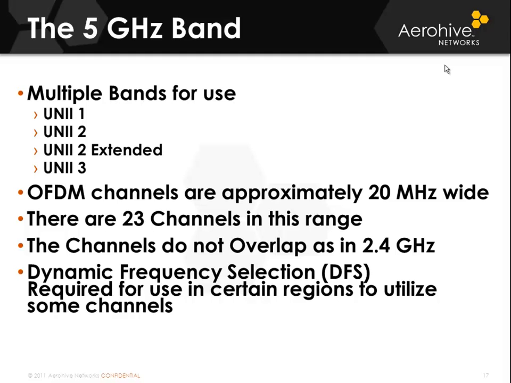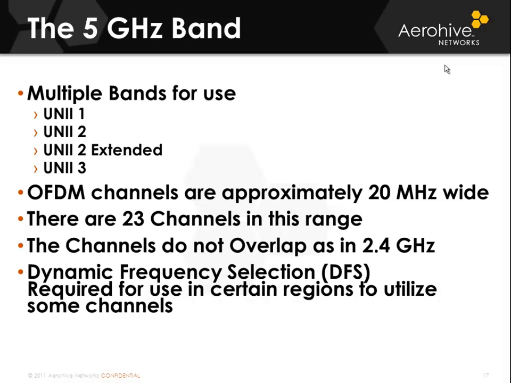So in theory, you could co-locate as many as 23 access points without having to reuse the same channel once. Uni 1 has 4 channels, as does Uni 2 and Uni 3. Uni 2 Extended has 11 more channels, bringing us to the total of 23. The problem here is that there are not very many client devices that work inside Uni 2 and Uni 2 Extended. So the majority of the 5 GHz band clients are going to be found in Uni 1 and Uni 3, limiting you to 8 channels.